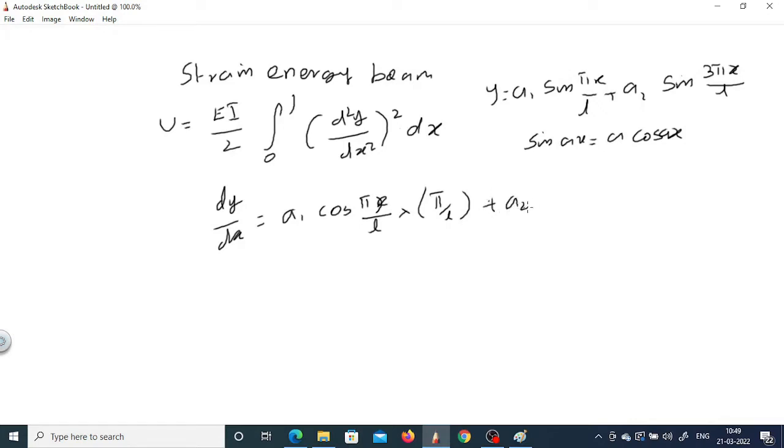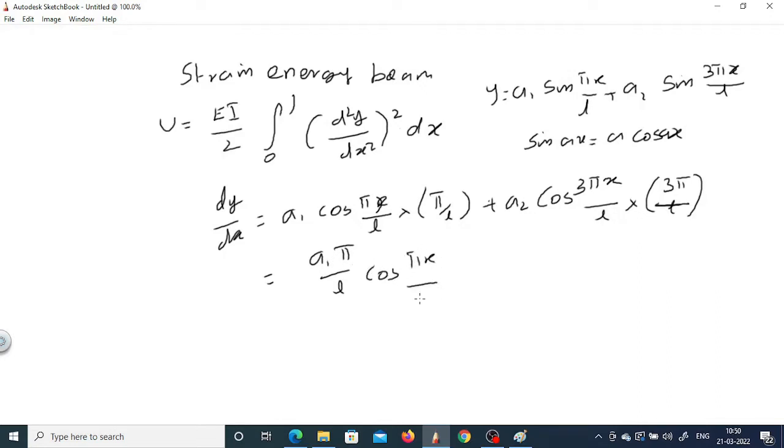Okay, after that what happens? The next term, a2 into, here also if I differentiate sin 3 pi x by l with respect to x, I get a2 cos 3 pi x by l into 3 pi by l. So likewise I can get. Okay, so now I can simplify the term again. I can write a1 pi by l, moving this pi by l term forward, cos pi x by l, plus a2 3 pi by l into cos 3 pi x by l. Likewise I can get.